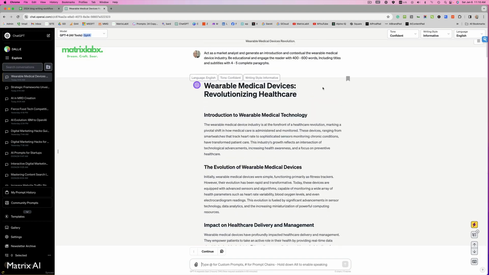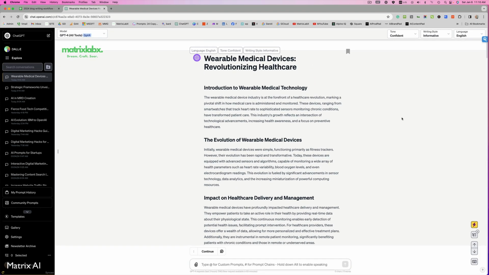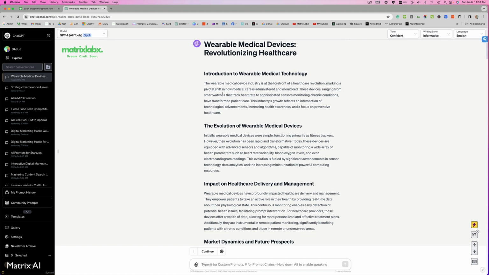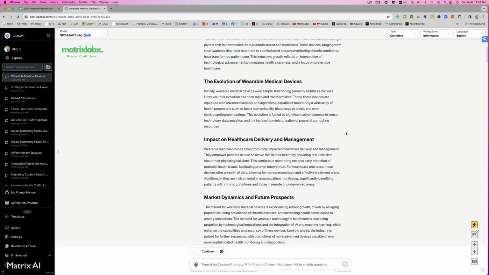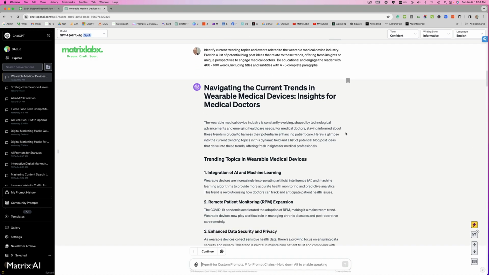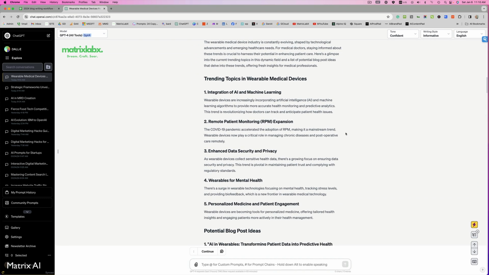So if we go up to the top and we look at this and we start going through this document, and it's easy to copy it over to a full document, but I have an introduction, I've got the evolution of the wearable devices, impact on healthcare delivery and management, very general, some of the challenges and considerations. So this document's great. So this is the beginning of my market requirements document. So I can automatically start with something, as you saw, very quickly, rather than having to do the research myself.